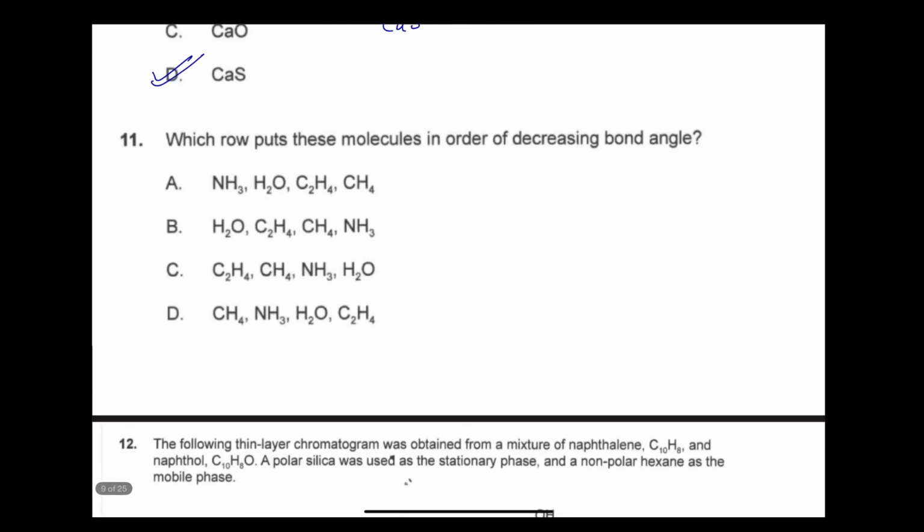Next, which row puts these molecules in order of decreasing bond angle? So NH3 has a pyramidal structure. It has three bond pairs and one lone pair. H2O has two bond pairs, two lone pairs, so it's a bent structure. CH4 will have a perfect tetrahedral structure. And C2H4 will have a trigonal planar structure. No lone pairs. So for C2H4, around carbon, there are three bond pairs.